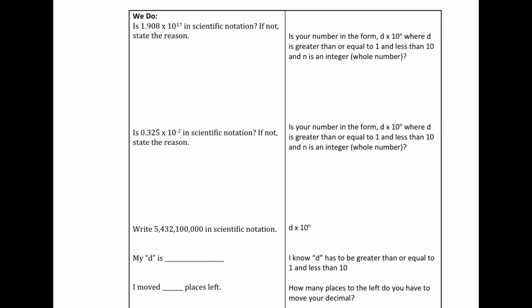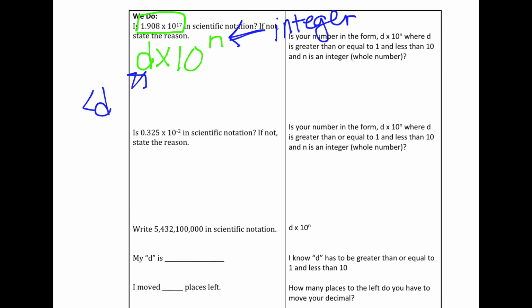Another one together. Is 1.908 times 10 to the 17th power in scientific notation? Well, let's take a look. Let's see if it's in the form d times 10 to the n power, where n is an integer and d is bigger than or equal to 1 and less than 10.